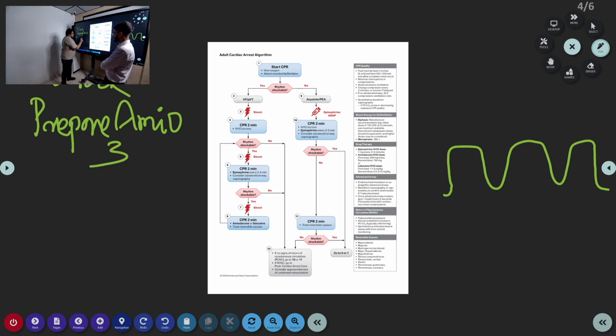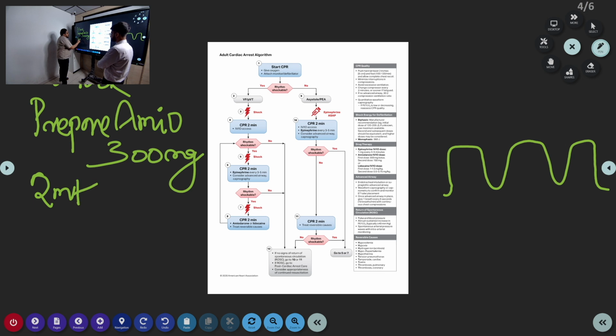Initial administering dose would be 300 mg. So 300 mg for an adult patient. Yes. So you ask them to prepare amiodarone and keep ready. Continue CPR and reassess the patient after 2 minutes. Then you see whether it is still a shockable rhythm.